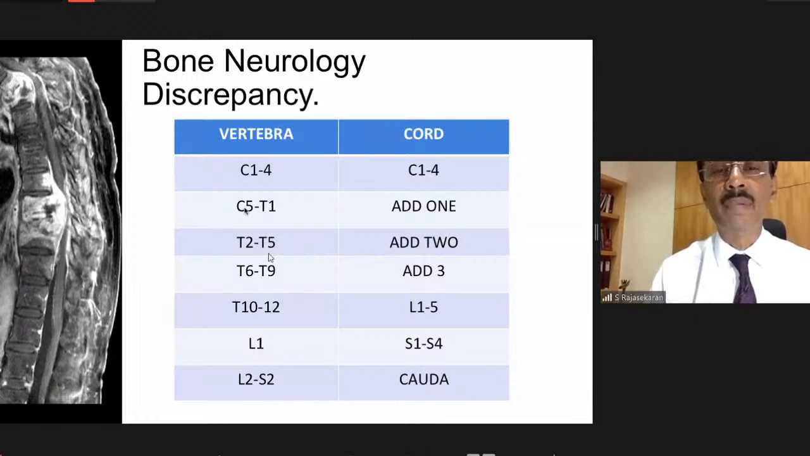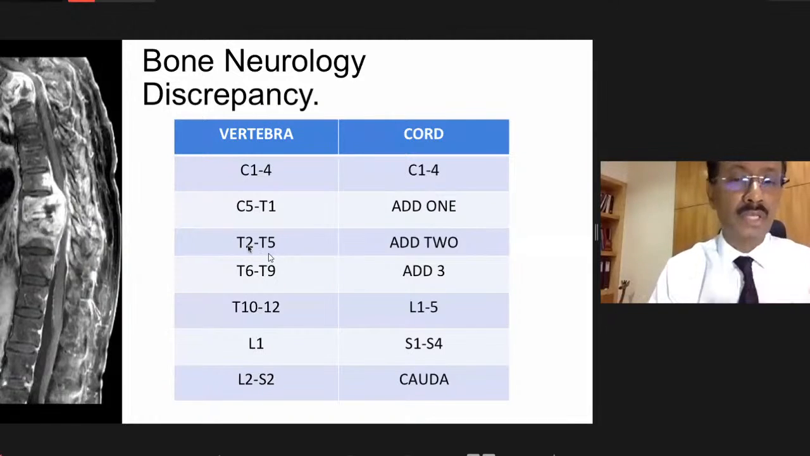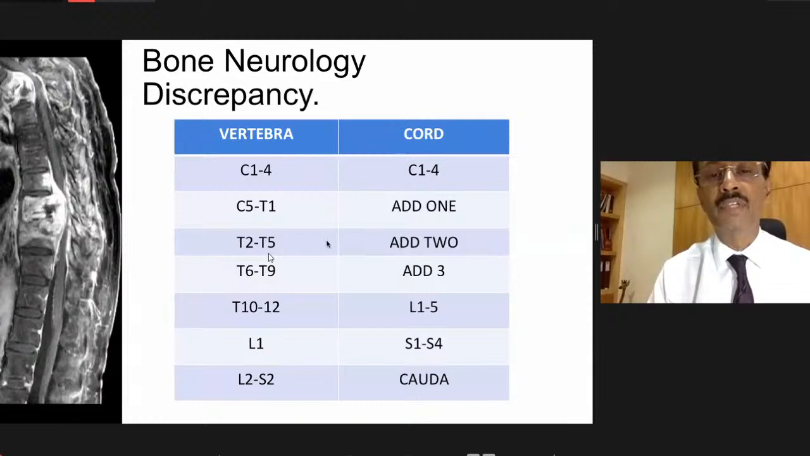But when you come to the bone level of C5 to T1, the cord level is always one more, which means if there is a C5 bone level, the C6 cord is involved. As you come down, this increases between T2 to T5. You have to add 2 to the cord segment, which means that if the T5 bone level is involved, then it is the T7 cord which is involved. And at T9, you have to add 3, which means a T9 bone level corresponds to a T12 cord level. And after that, there is a rapid difference.